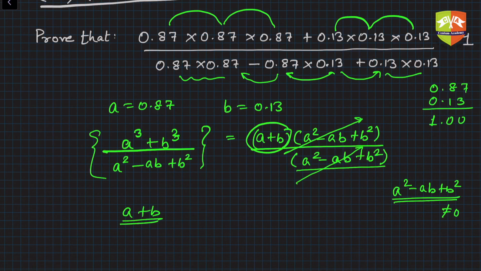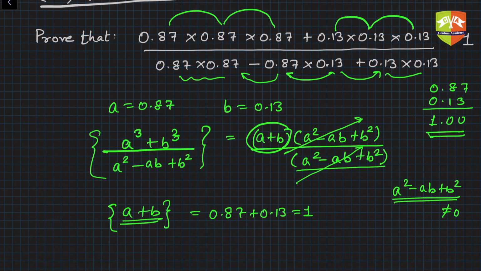Did you notice something, guys? The entire expression is reduced only to adding A plus B, which we have already done, and that was 1, correct? So this is 0.87 plus 0.13, and that is equal to 1, correct? So this method of algebra, that is, understanding of algebraic identities, can help us in arithmetic also, isn't it? That is what is the learning.